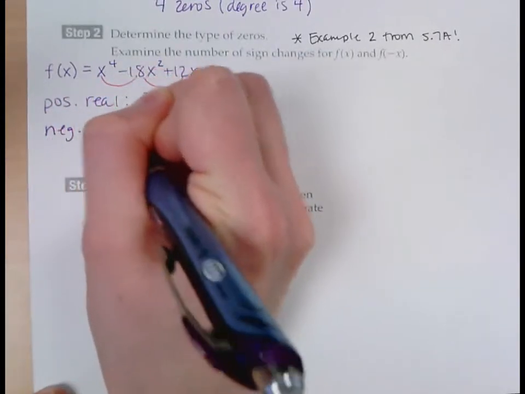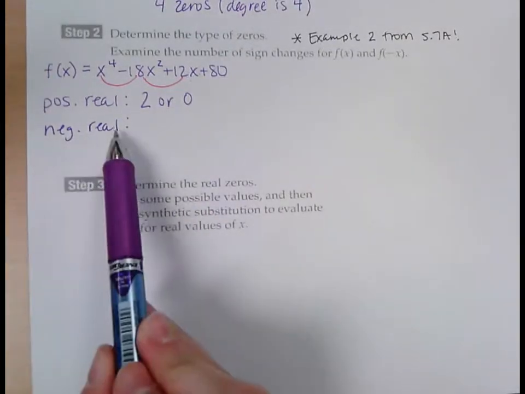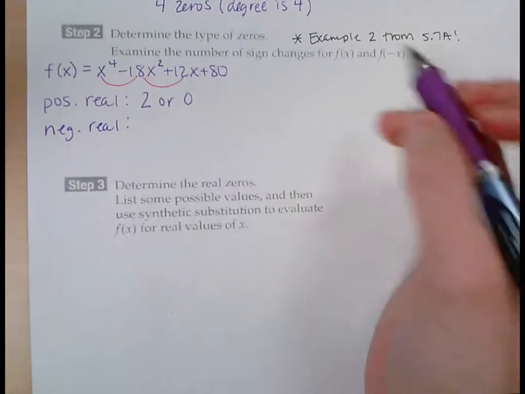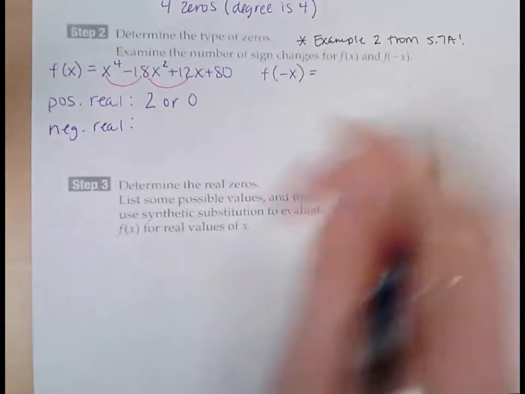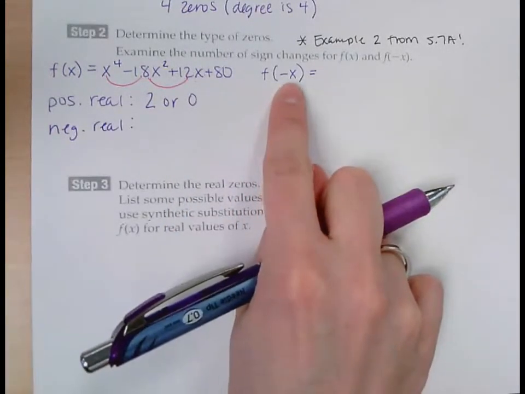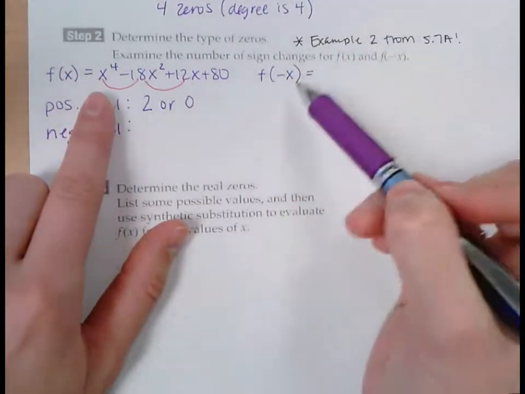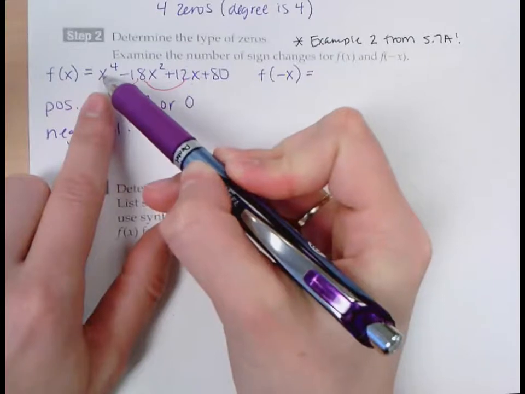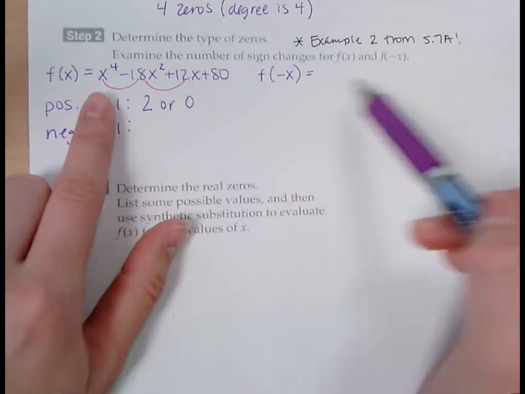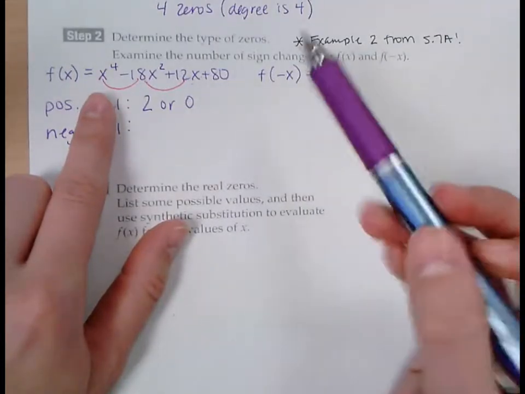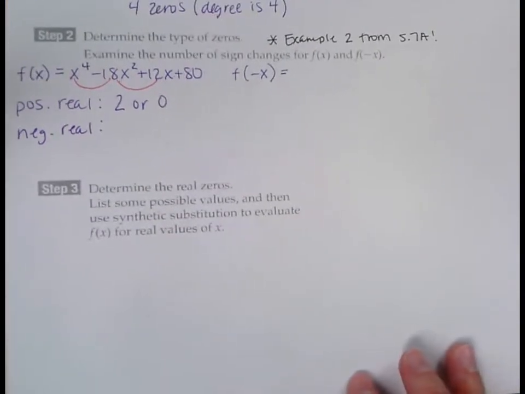Then I'm going to find the possible number of negative real zeros. And these are found by finding the number of sign changes for f of negative x. And I'm going to show you how to find this. So for f of negative x, this means in the original polynomial, you're replacing all of the x's with negative x. Now I'm going to show you a shorthand way to find this versus having to write all of that out. So what I want to show you, I'm just going to write it off to the side.